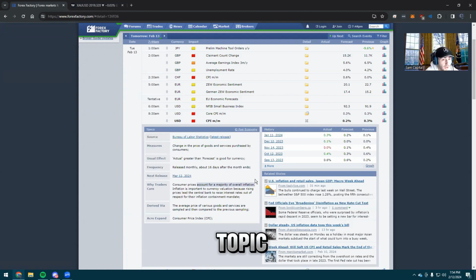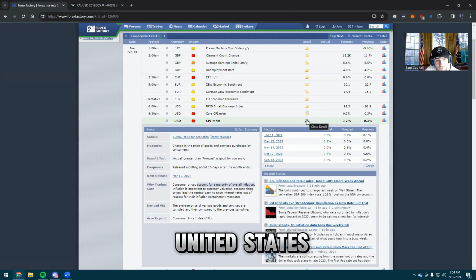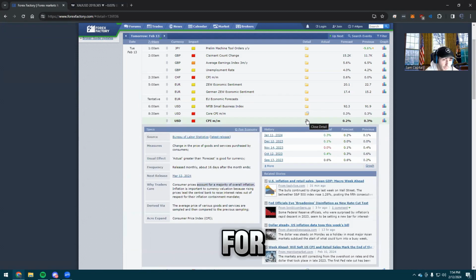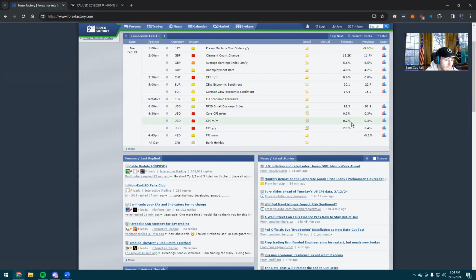Inflation is a hot topic right now, obviously because of all of the money printing that happened over the last couple of years. And right now, inflation is a big battle inside of the United States, with rising costs for just about everything. So the goal of the Fed is to get inflation down. Right now we're at a 3.4% inflation rate. The goal is to get it back down to 2% or just around that area.